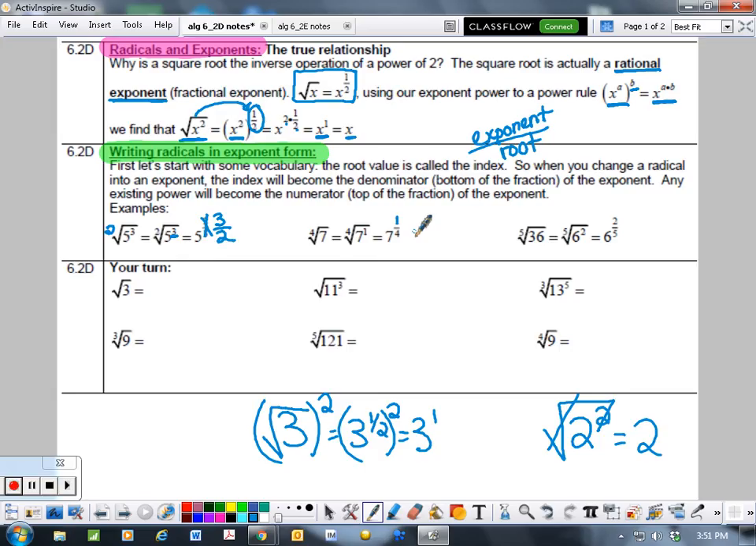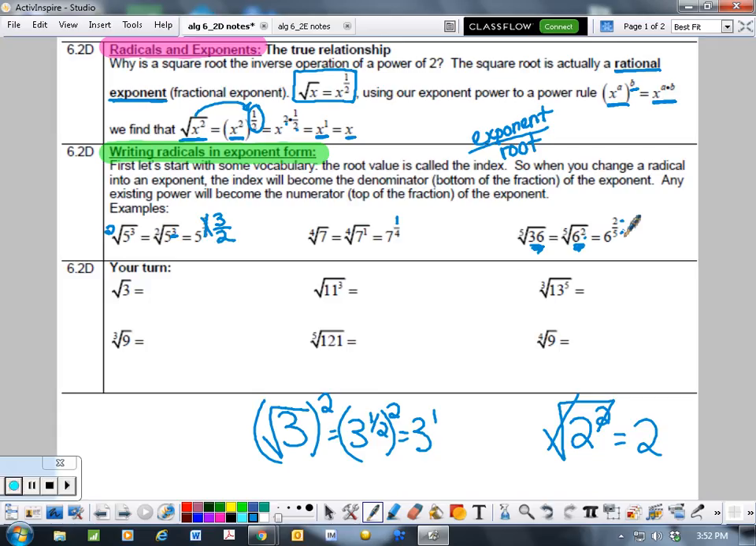And then we're going to get a little tricky. I have the 5th root of 36. Well, 36, tricky, is really 6 squared. So this is really 6 to the 2/5 power, because our 2 is our exponent, so it goes on top. And the 5th root, the root goes on the bottom.